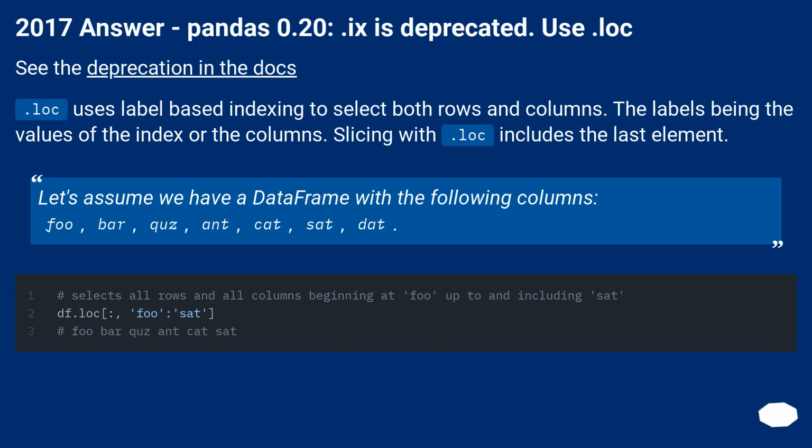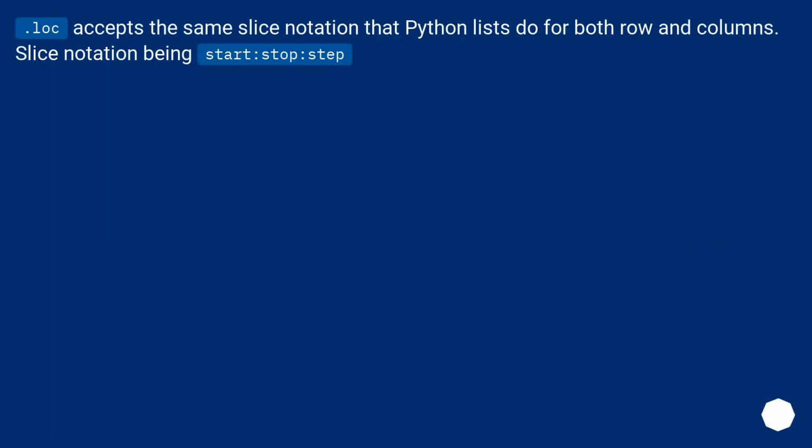Let's assume we have a data frame with the following columns: foo, bar, quz, ant, cat, sat, dat. .loc accepts the same slice notation that Python lists do for both rows and columns. Slice notation being start:stop:step.